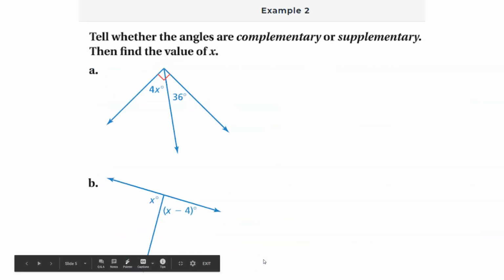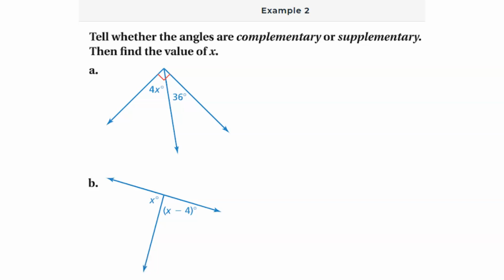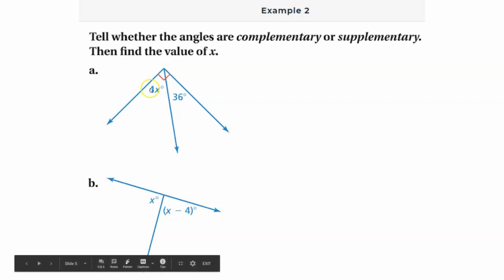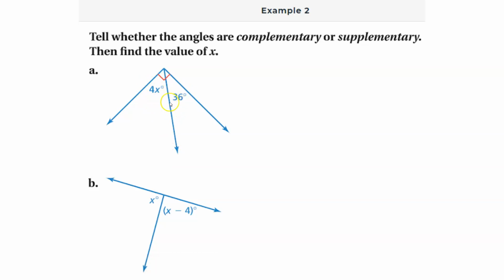Okay, example 2. Directions say, tell whether the angles are complementary or supplementary. Then, find the value of x. So step 1, for part A, we have one angle that's 4x degrees and one angle that's 36 degrees. But we do have this red square here in the corner. If you remember from previous classes, this means that this is a right angle, or equal to 90 degrees.